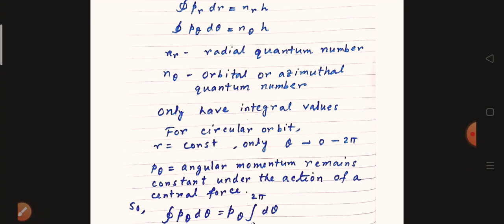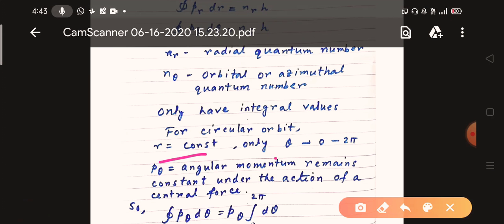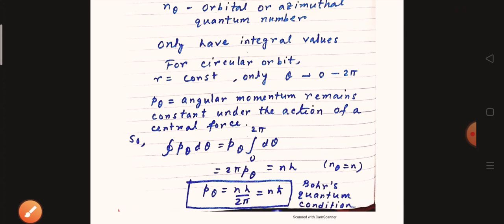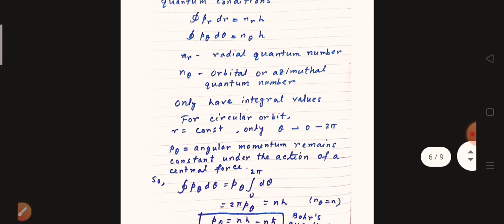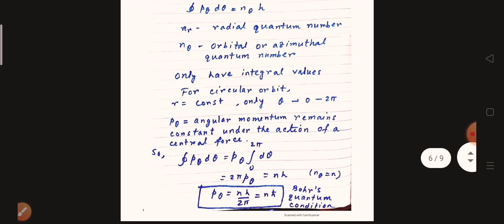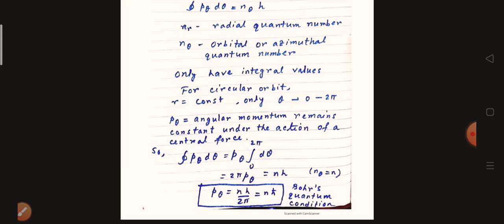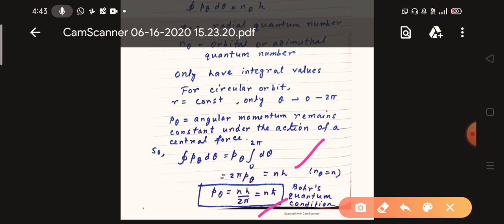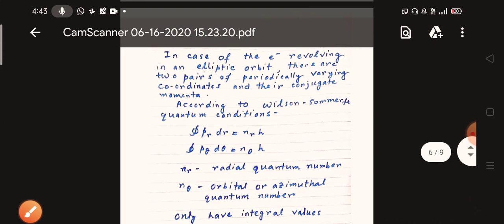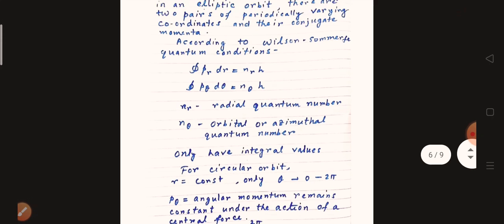For a circular orbit, we all know that r is constant, so theta can change from 0 to 2 pi, and p_theta is the angular momentum, which will remain constant under the action of a central force. So for circular orbits, the closed integral over p_theta d theta will be p_theta times the integral from 0 to 2 pi of d theta, that is 2 pi times p_theta, which is n times h. So p_theta equals nh divided by 2 pi. This exactly matches Bohr's quantum condition for circular orbit. So the Sommerfeld condition is easily verified with the Bohr condition.